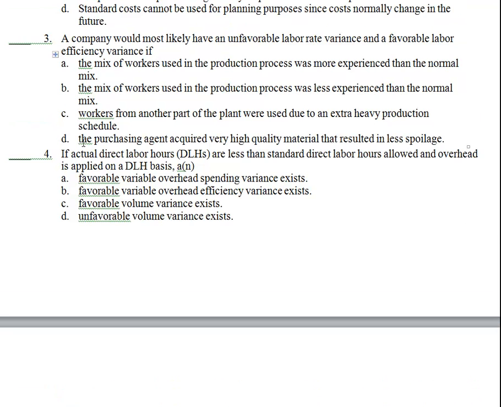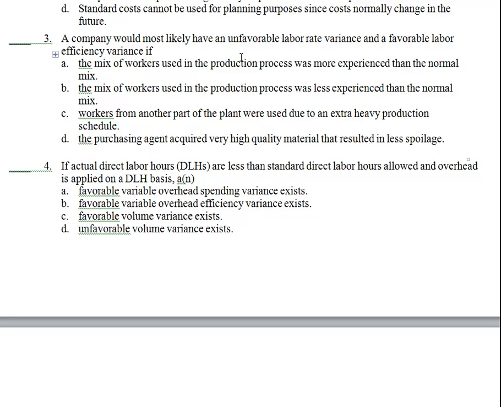Question 3 says a company would most likely have an unfavorable labor rate variance and a favorable labor efficiency variance if. Okay, so let's think about this. Basically, if we have an unfavorable labor rate variance, that means we had to pay the workers more than we anticipated. Okay, so we had to pay them a little bit more, but we have a favorable labor efficiency variance. That means they worked really quickly.